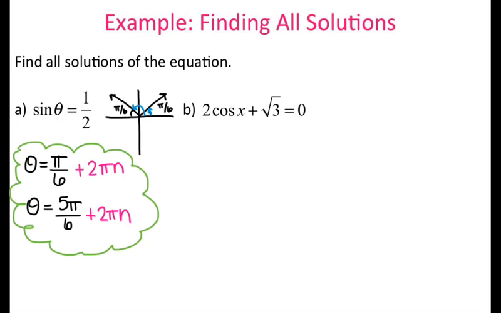So there are your two solutions for letter A. It's not always going to be 2 pi n, it just depends on your scenario, but for sine and cosine it will be 2 pi n.